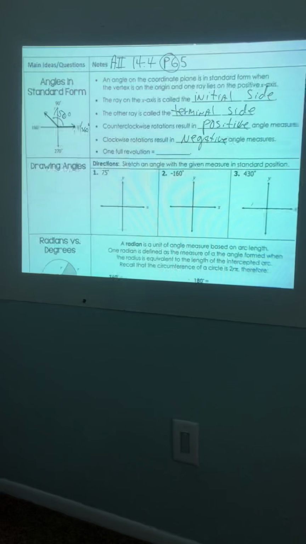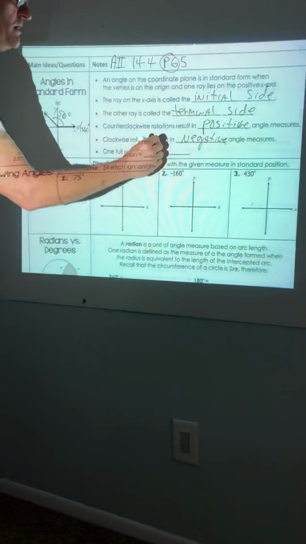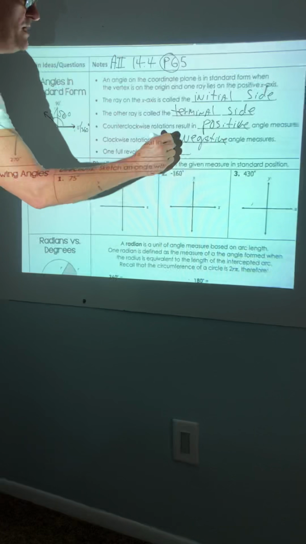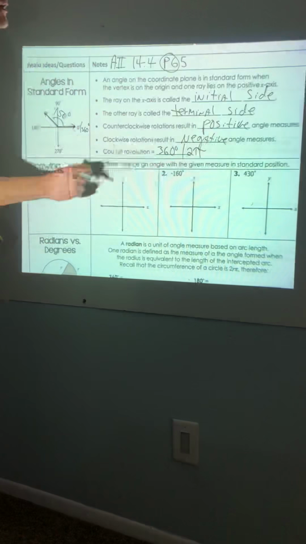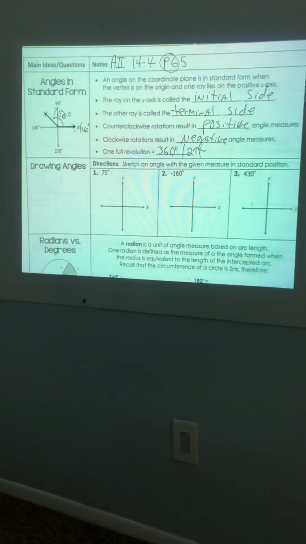Okay, and then one full revolution, you start here, 90, 180, 270, back to where you start is 360. And just to get you used to the radians, I'm going to slide it in there. A full rotation in radians would be 2 pi. Okay? Alright, so drawing angles.